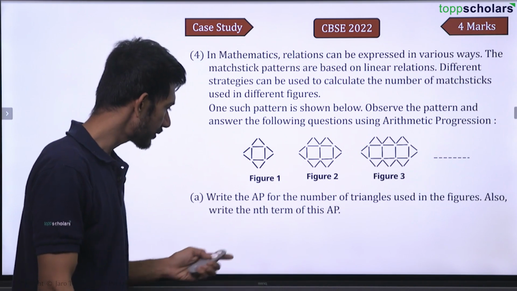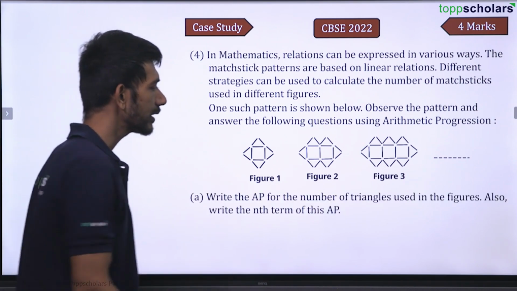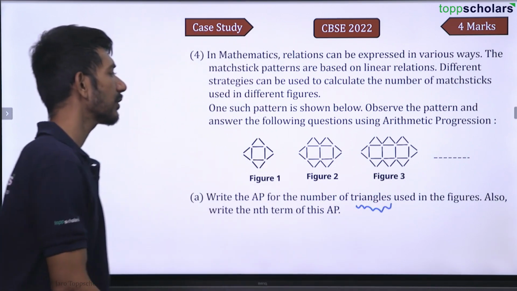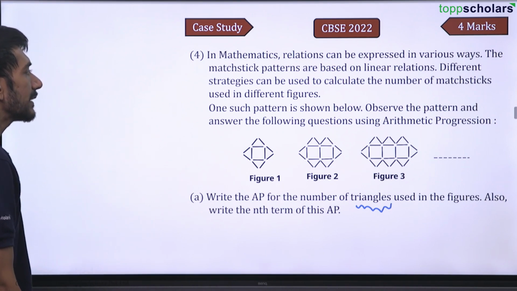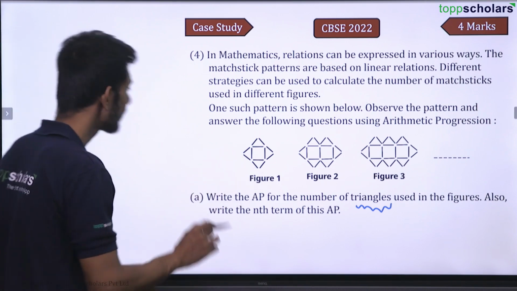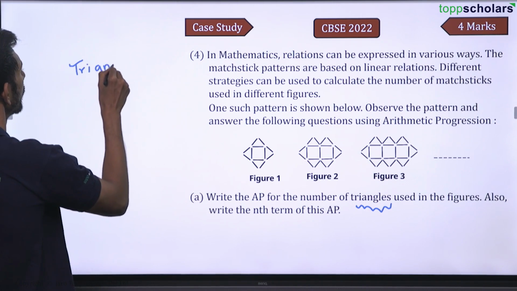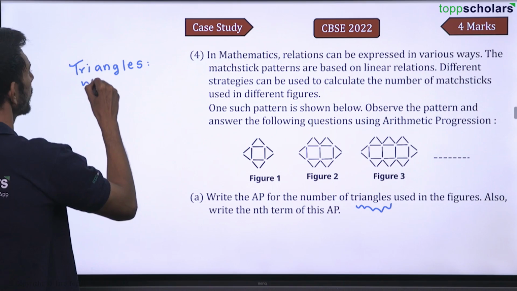So what is the first question? The first question is this A part. Write the AP for the number of triangles used in the figure. Also write the nth term of this AP. Okay. Now they are talking only about triangles. So focus only on the triangles.